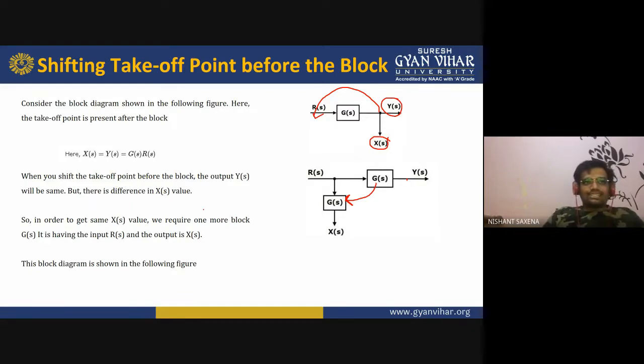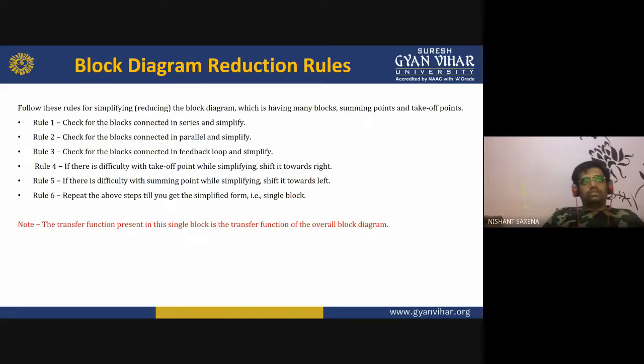So in order to get the same XS, we require one more block, that is GS, having RS as input and the output is XS. Now, there are a few rules that have to be remembered when we are discussing block diagram reductions. In block diagram reductions, we follow these 6 rules very strictly. Now what are those? Let's discuss them one by one.